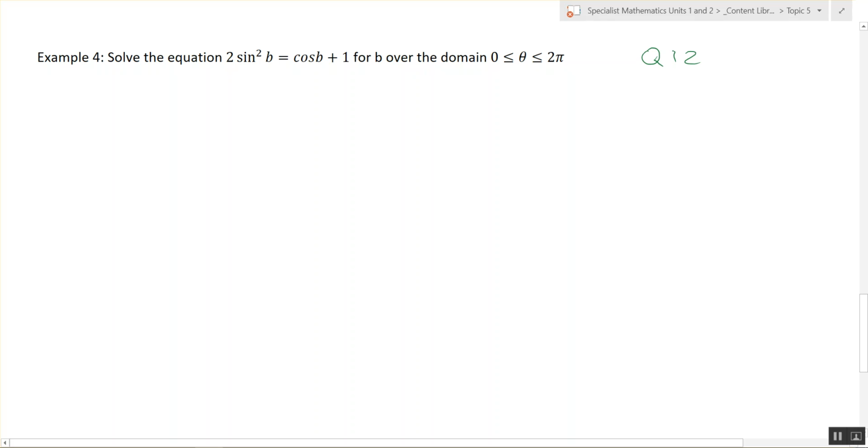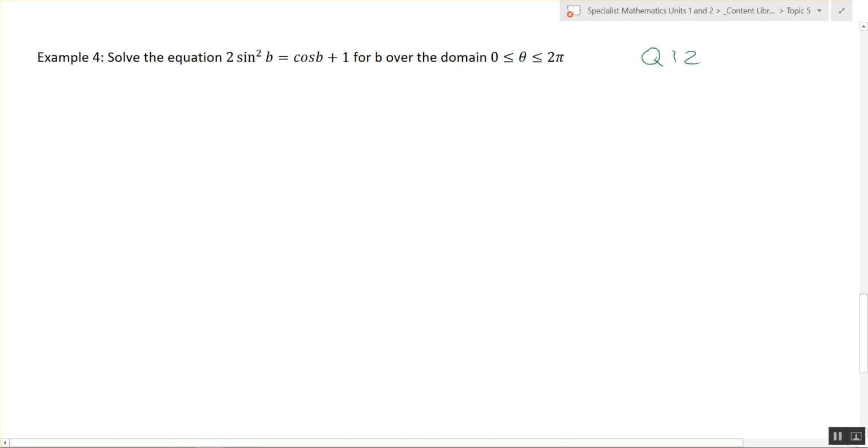We have 2 sine squared b equals cos b plus 1. Any initial thoughts? The trig relationship's the same. Does that make sense? That's my initial thought.